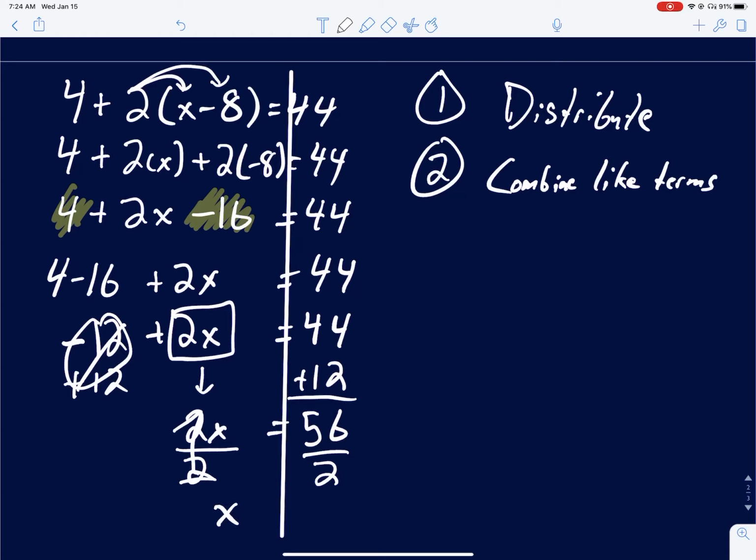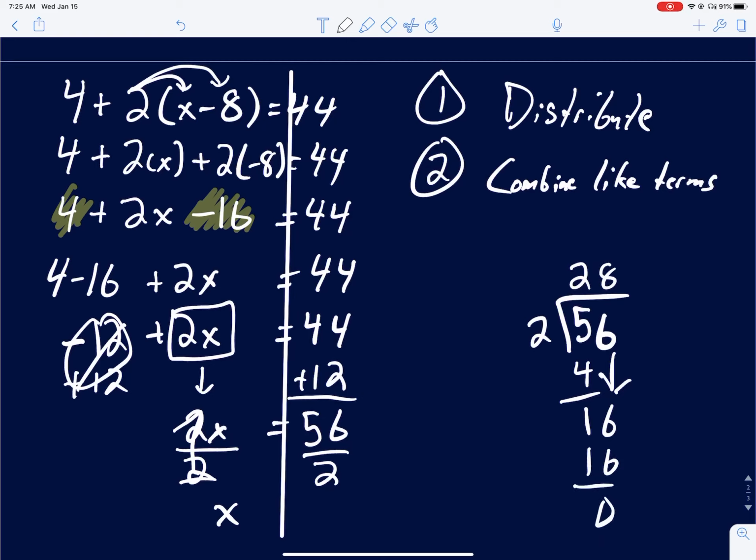If you have a tough time with a problem like this, let's just long divide. There's nothing wrong with that. So 2 goes into 5 2 times. 2 times 2 is 4. So 5 minus 4 is 1. Let's bring down this 6. 2 goes into 16 8 times. 8 times 2 is 16. So we know that our answer here is going to be x equals 28.